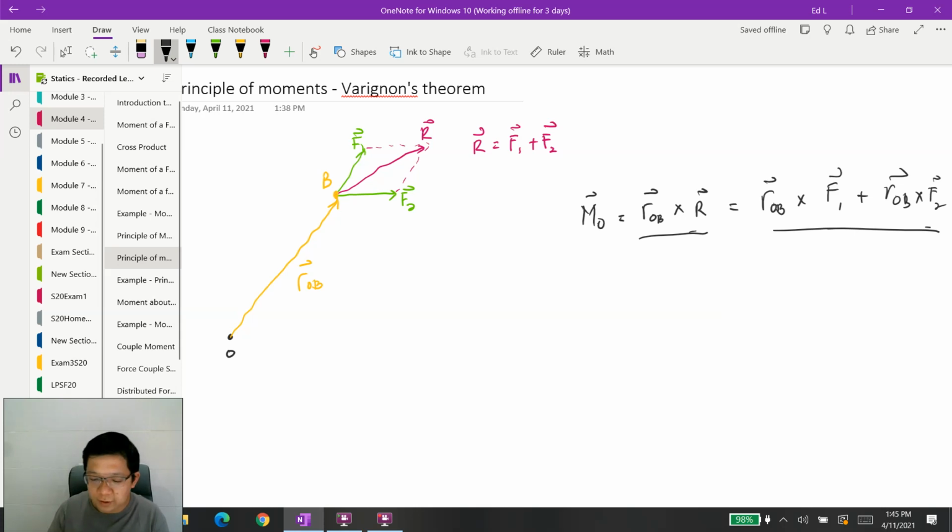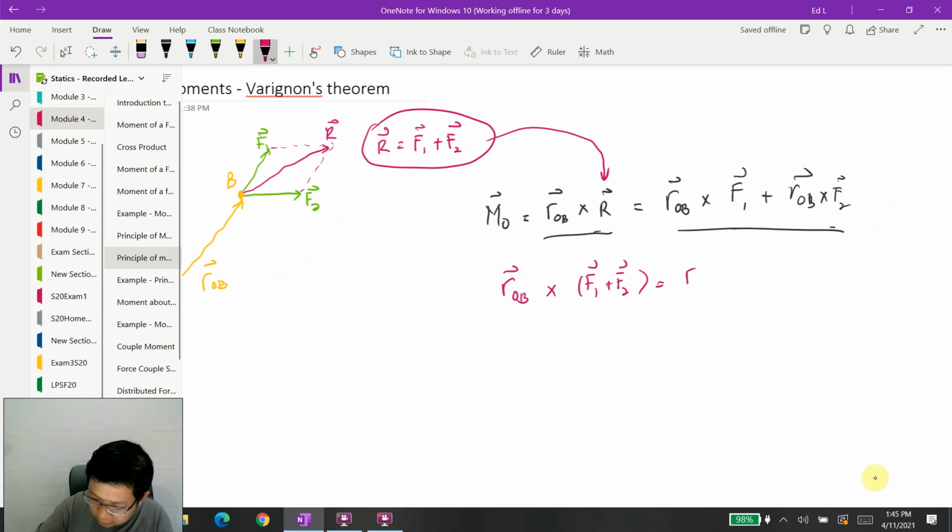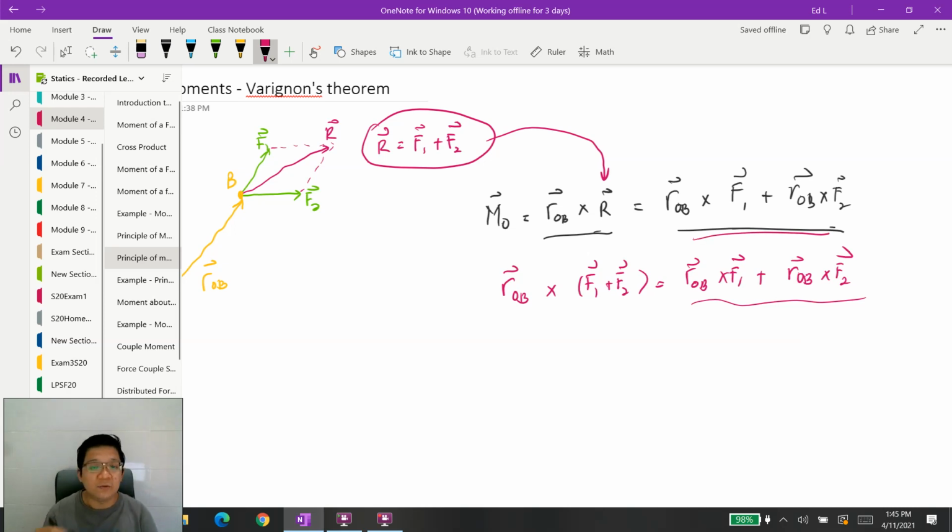And how can we prove that? To prove it is actually very easy to do. If we substitute R in there, we will have r_OB cross (F1 plus F2). This results in r_OB cross F1 plus r_OB cross F2, and this is nothing but the same as the expression that we have written above.